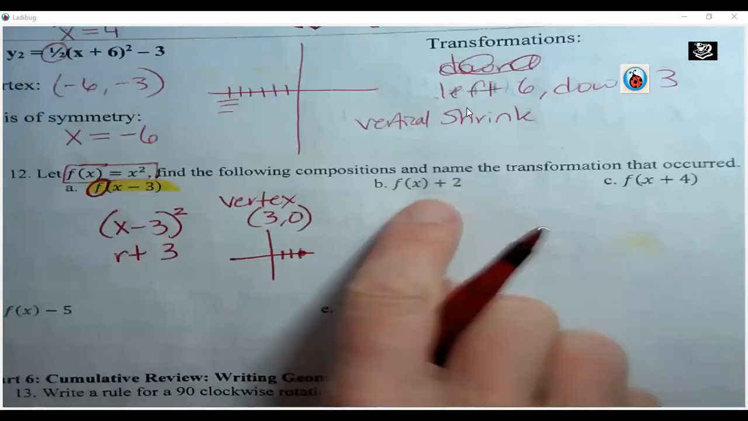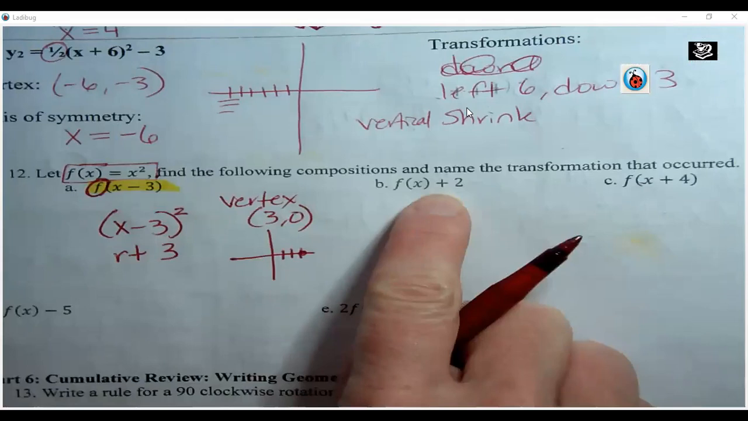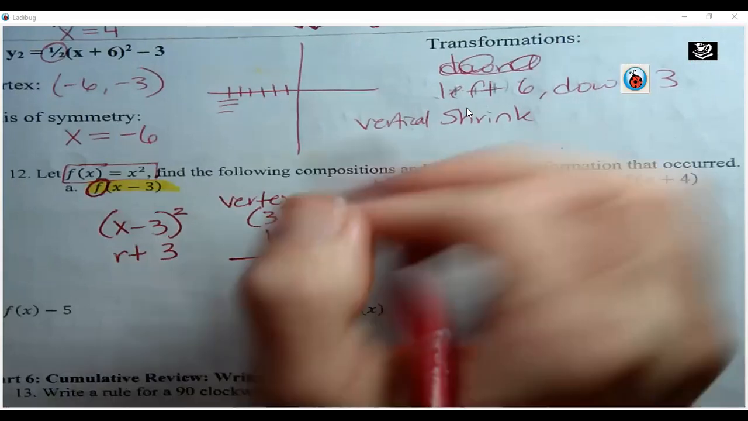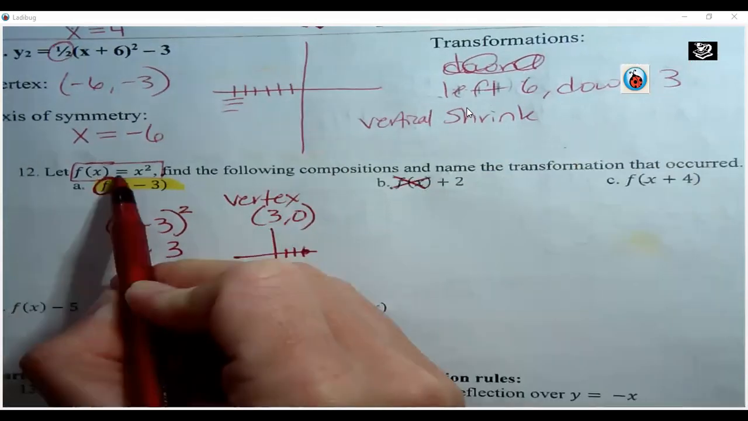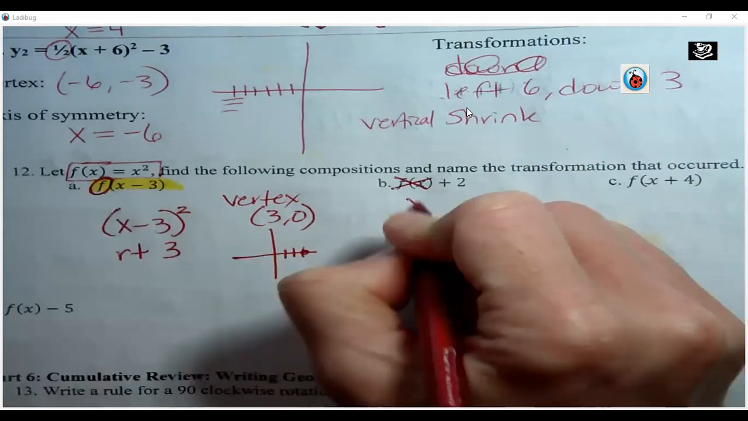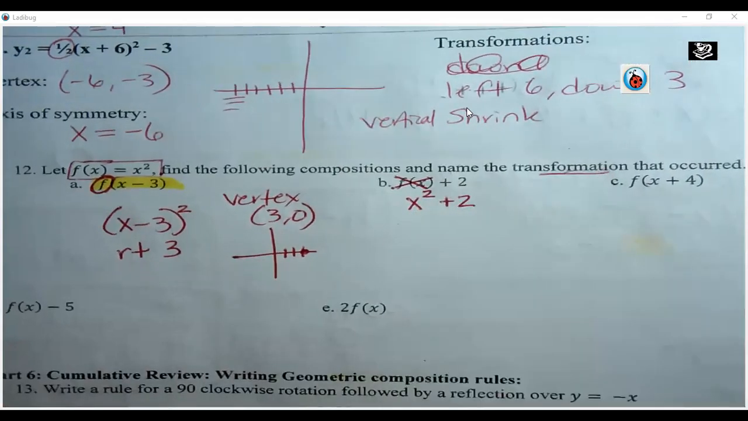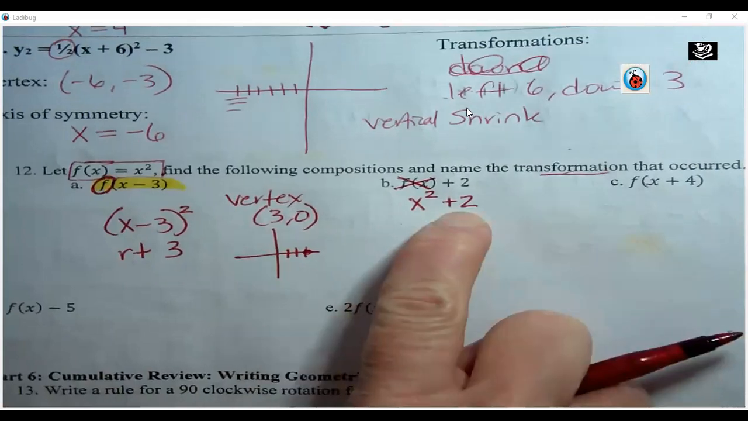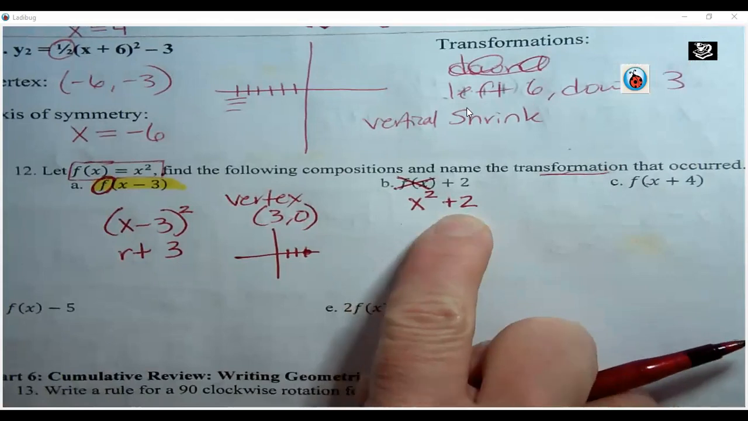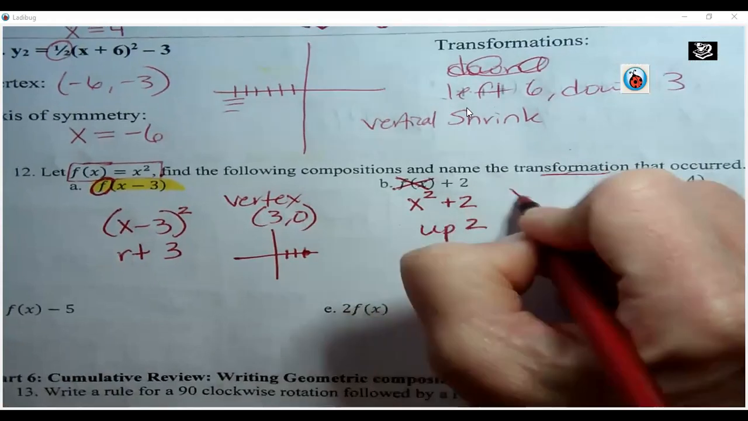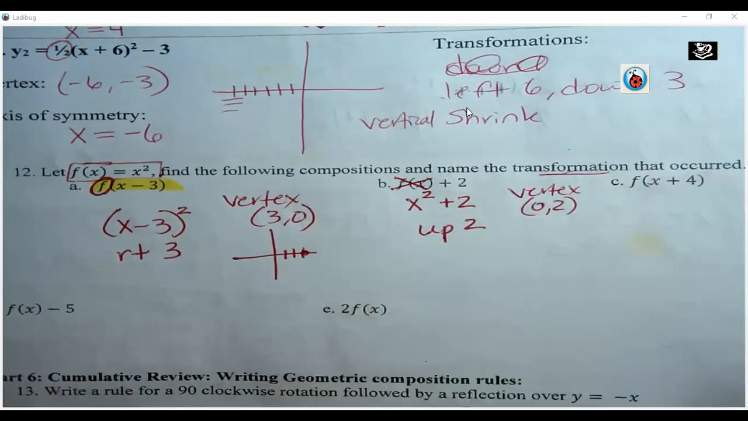For this one, is the 2 in the parentheses? No. I'm going to replace this. They tell you f of x equals x squared. So I'm going to replace it with x squared and put +2. And we need to name the transformation. What does this +2 move it? Left, right, up, or down? Up. Good. Up 2. Once again, if you think about your vertex on this one, it would be 0, 2. So it moves it up 2.